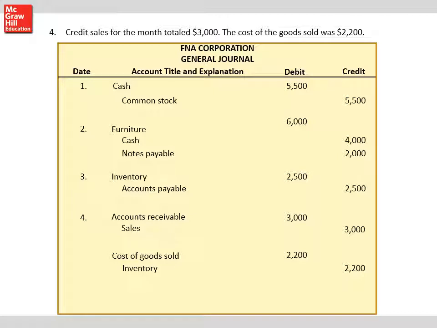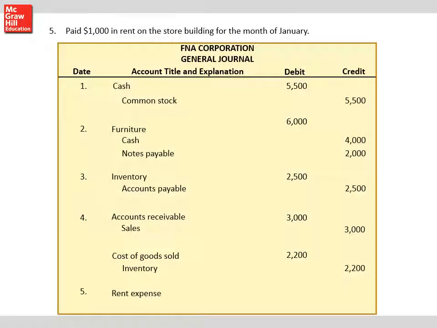In the fifth transaction, the company paid $1,000 in rent on the store building for the month of January. So this was the items that happened during January. So they will debit rent expense for $1,000 and credit cash. So we increase the expense account on the debit side, decrease the asset cash on the credit side.